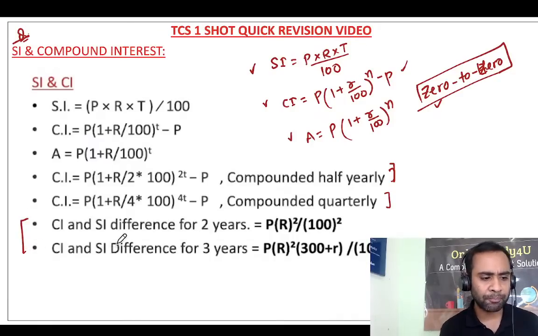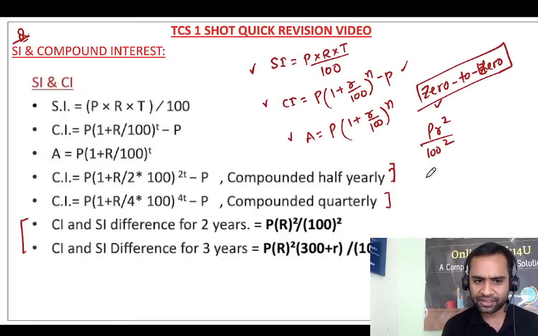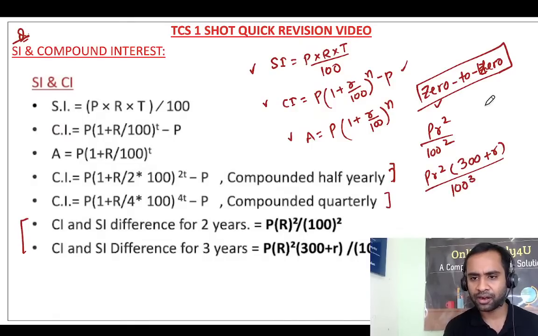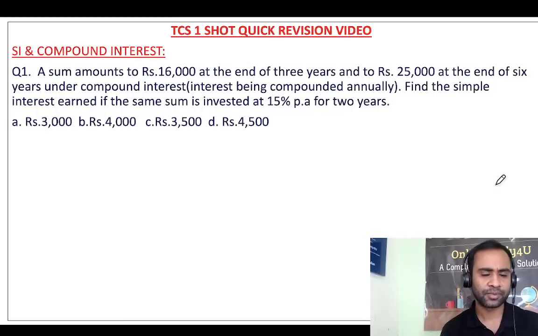And this is a very important formula. The difference between compound interest and simple interest for 2 years is equal to PR square divided by 100 square, and the difference for 3 years is PR square into 300 plus R divided by 100 cube. Okay, clear.